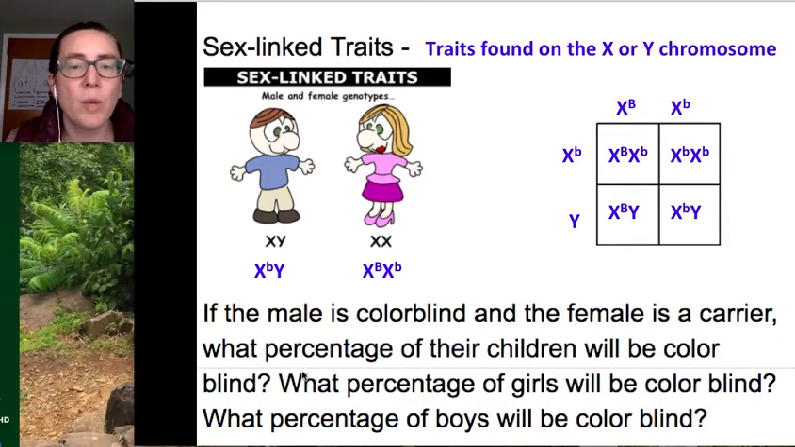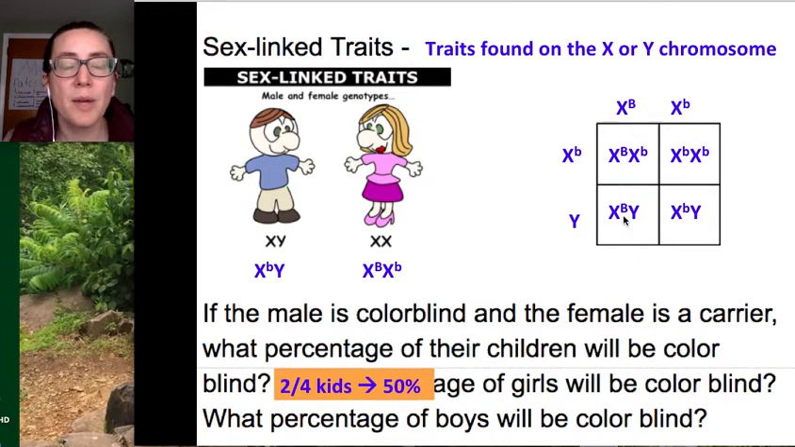The first one says, what percentage of their children will be colorblind? To be colorblind, since it's a recessive trait, you have to have only recessive alleles. This one has a dominant allele, so it will not be colorblind. This one only has recessive alleles, so this female would be colorblind. This male only has a recessive allele, so he would be colorblind. This male does not have a recessive allele, therefore he is not colorblind. So in total, 2 out of 4 of their kids, which equals 50%.